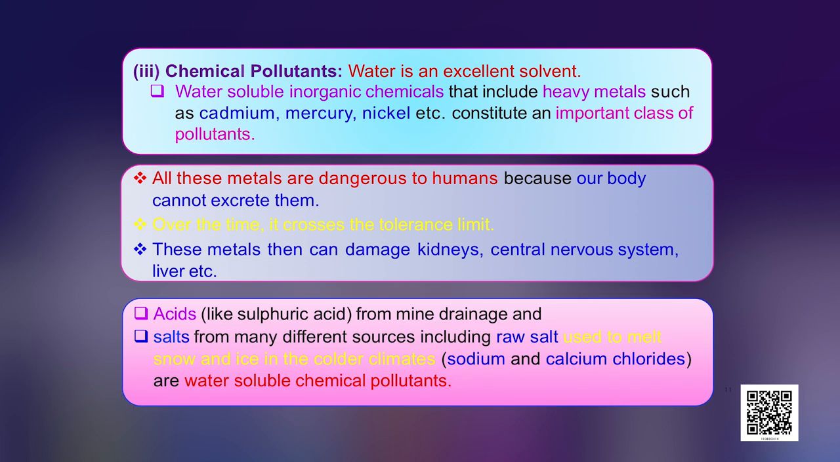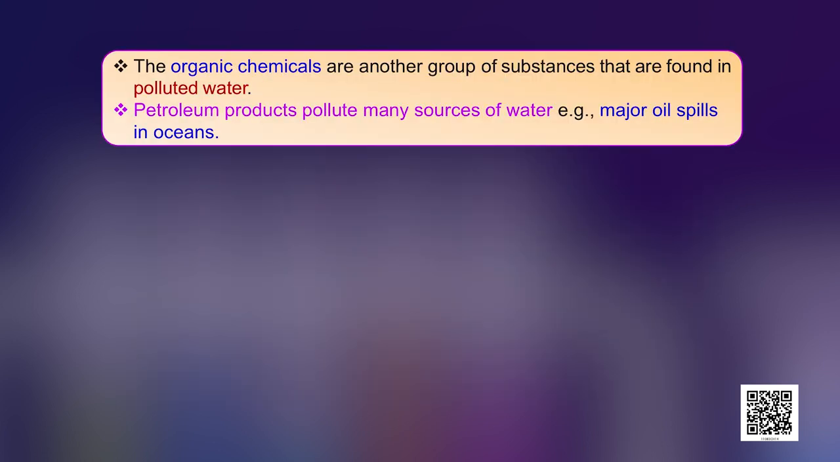The acids like sulfuric acid from mine drainage, and salts from many different sources, including raw salt used to melt snow and ice in the colder climates, that is, these salts are sodium and calcium chlorides. These are water soluble and hence act as chemical pollutants. The organic chemicals are another group of substances that are found in polluted water.